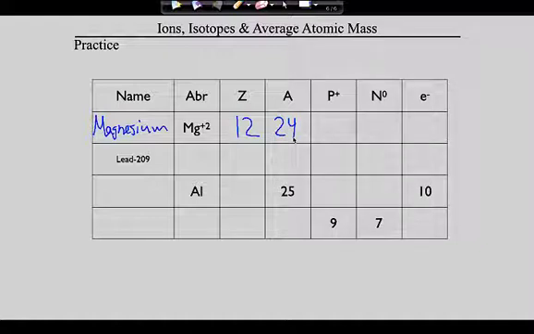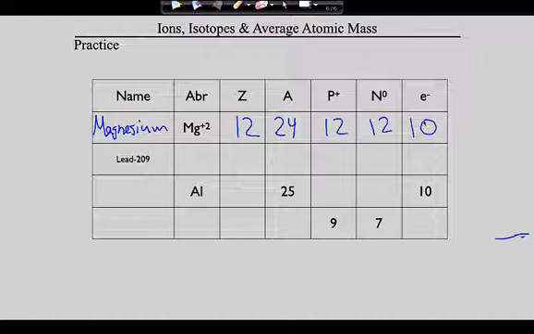So how many protons? 12. How many neutrons? 24 minus 12, 12. How many electrons should magnesium have? 12. But it's a +2 charge, so we don't add 2 to make it 14. We remove 2, and this would be 10. Guys, please ask questions as we go. You okay? Now look at the next one.